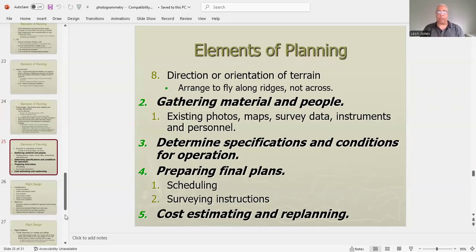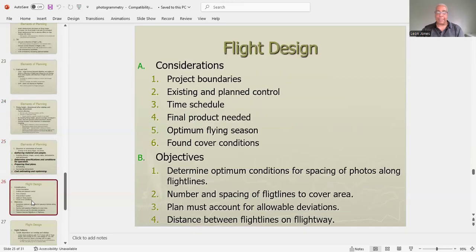So you have to arrange to fly along ridges, not across ridges. Gathering material and people: utilize existing photos, maps, survey data, instruments, and personnel. You also have to determine specifications and conditions for operations. Then you prepare final plans, and that would include scheduling and surveying instructions. And then you have to look at cost estimating and replanning.